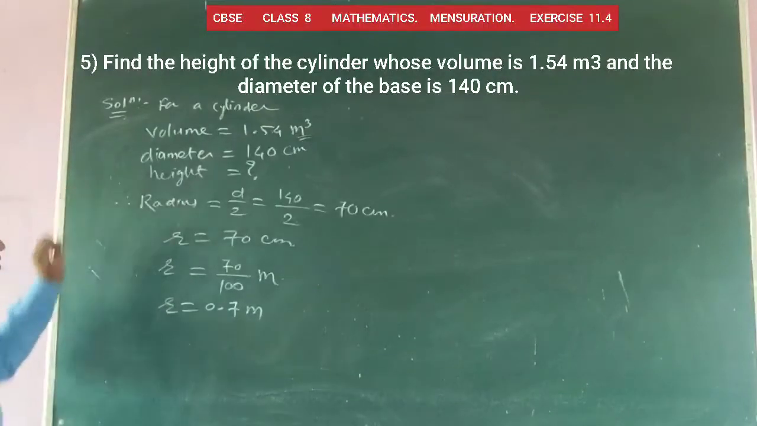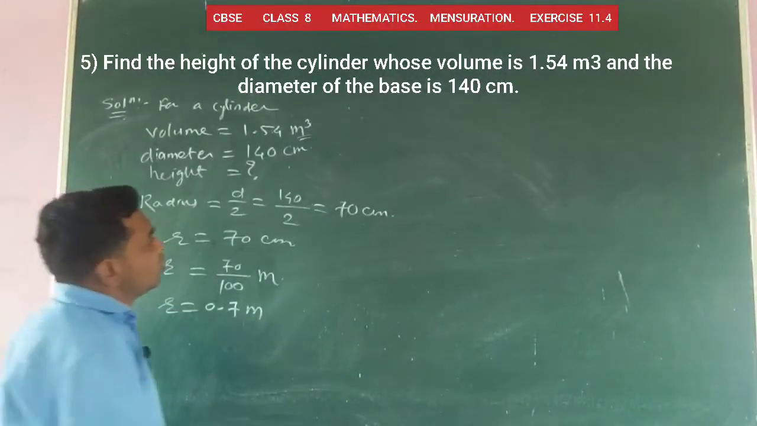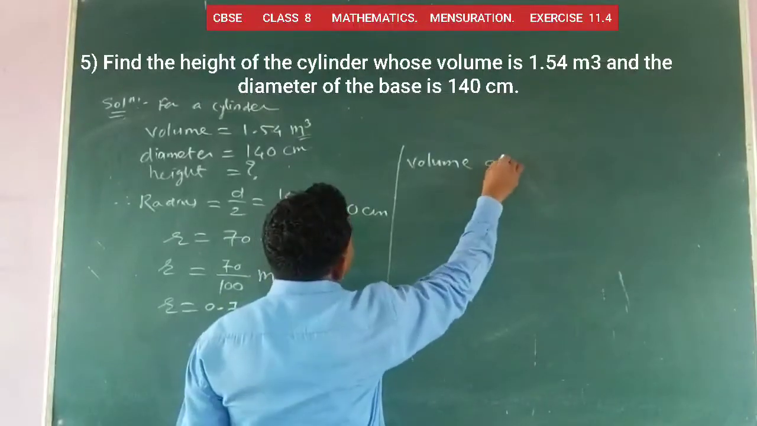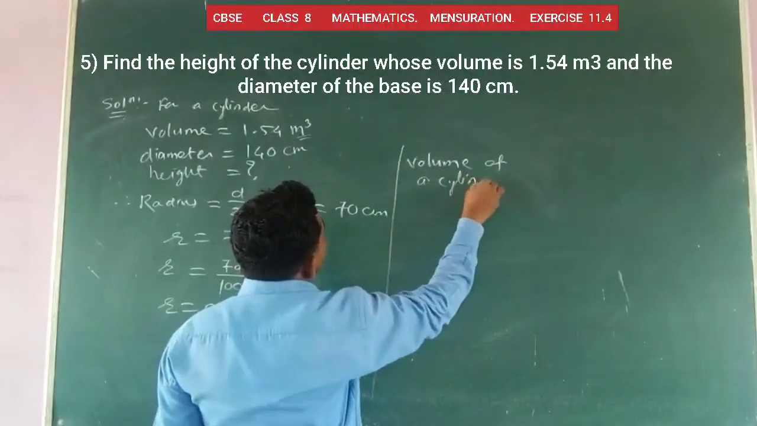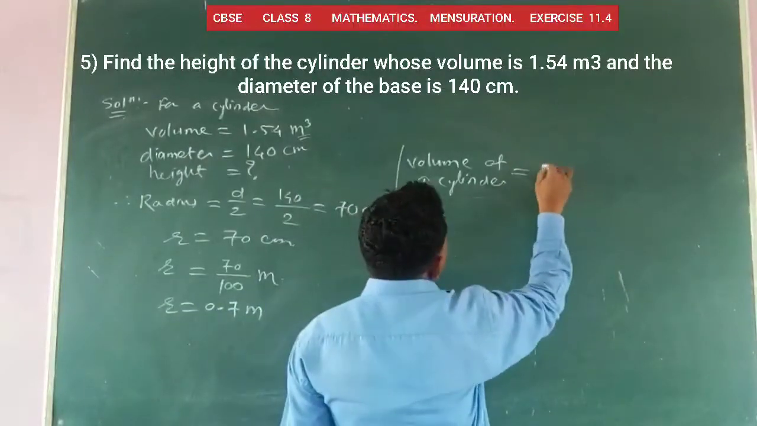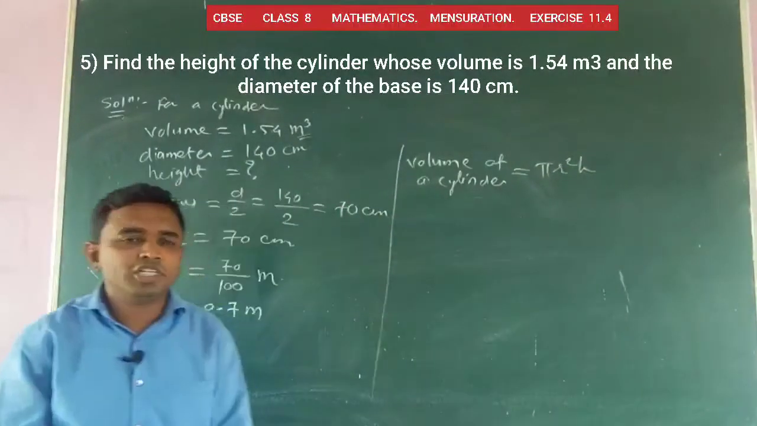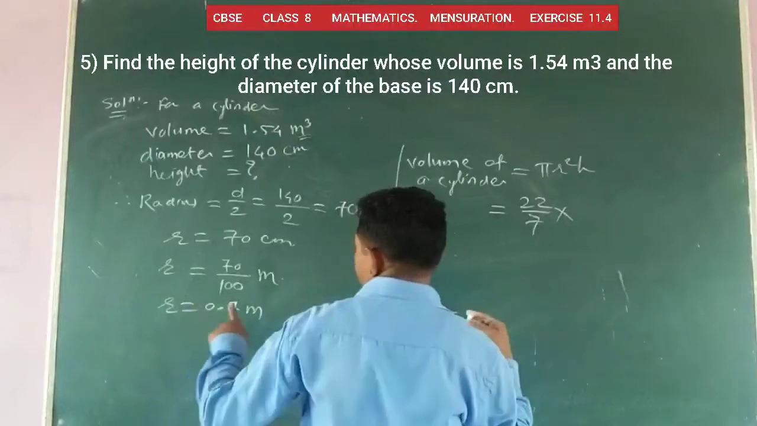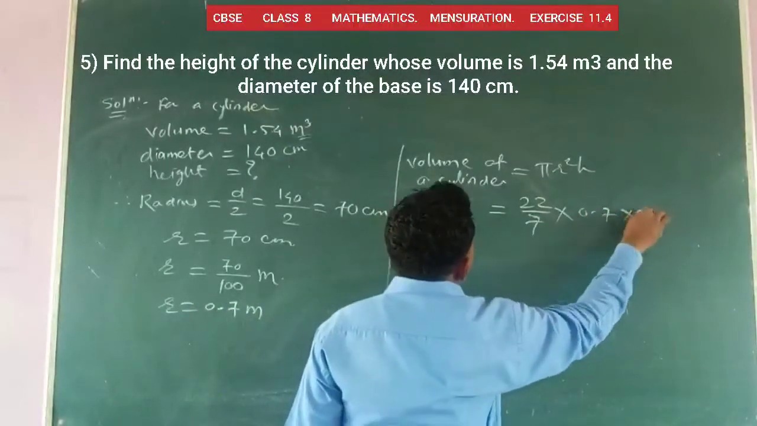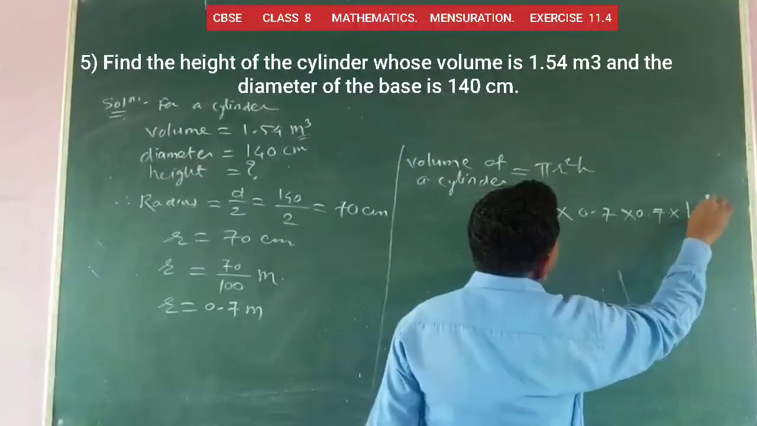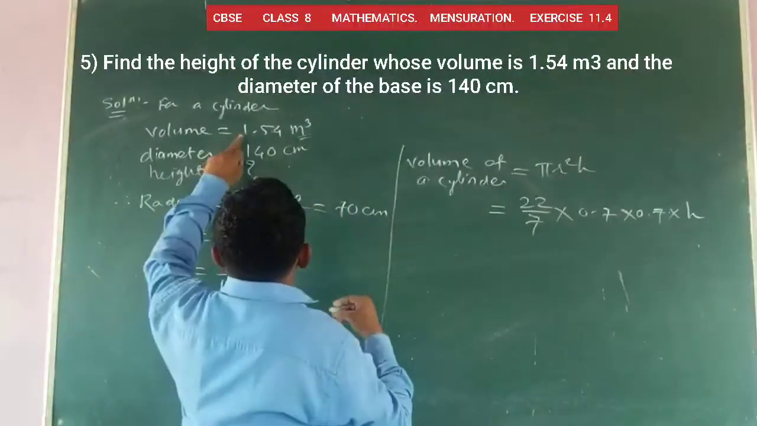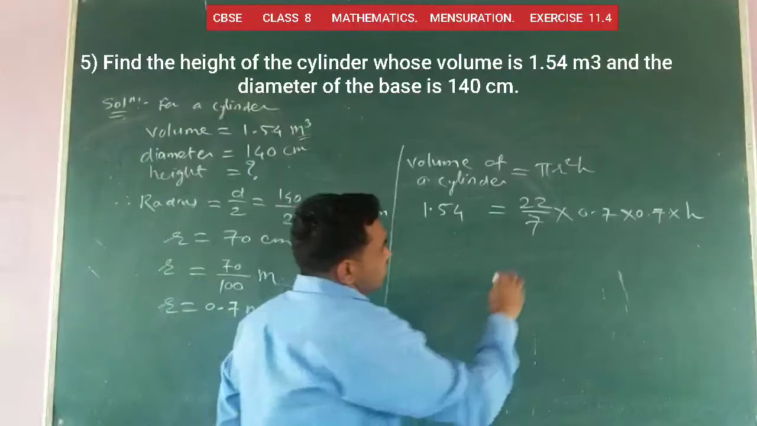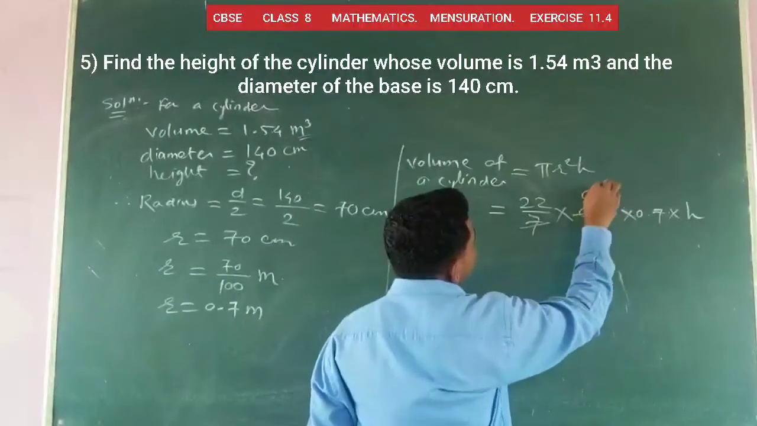We have to calculate the height, and the given value is the volume of the cylinder. So simply write down the volume of a cylinder. And what is the formula? Pi into r square h. After putting the value of pi as 22 by 7, radius is 0.7 into 0.7, and height we have to find out, so h as it is, and volume is given 1.54.